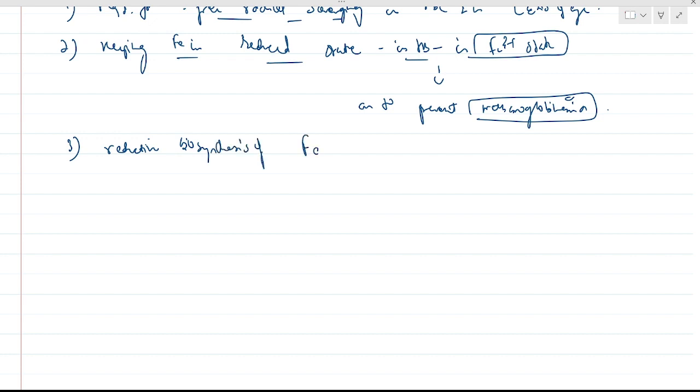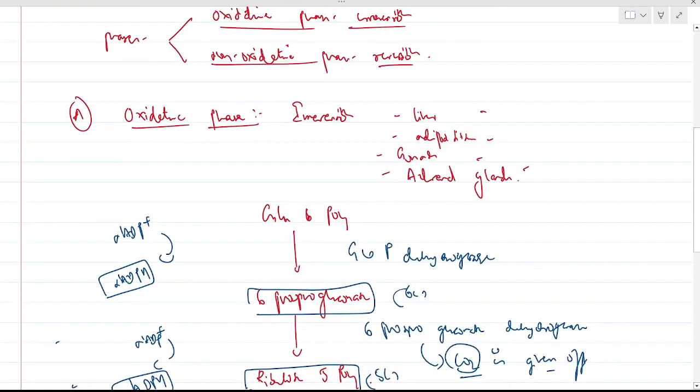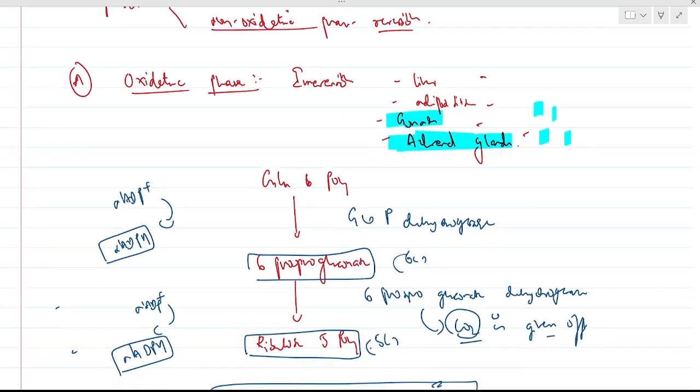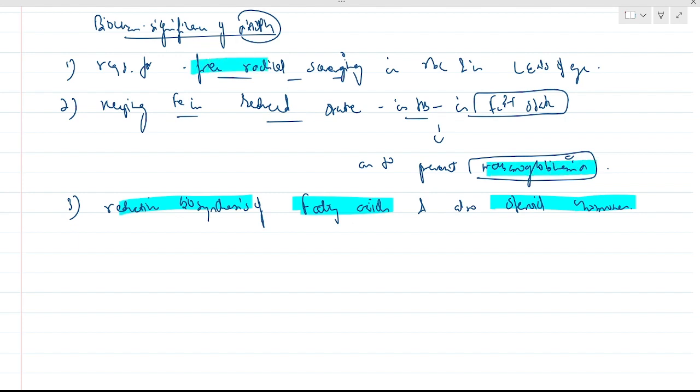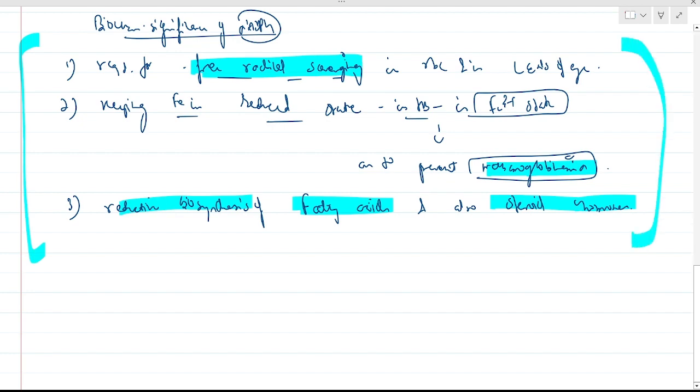of fatty acids. In biosynthesis of fatty acids, we will see how NADPH is required, and also steroid hormones. The first phase takes place in gonads and adrenal glands, where the steroid hormones are produced: testosterone, estrogen and progesterone in females, and steroid hormones in adrenal glands. So there is reductive biosynthesis of fatty acids and also steroid hormones, prevention of methemoglobinemia, and free radical scavenging. Very important points, the biochemical significance of NADPH.